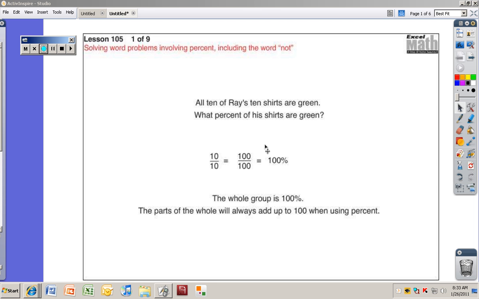Here's our first problem. All 10 of Ray's 10 shirts are green. What percent of his shirts are green? Well, if all 10 are green, that means 100 out of 100 by multiplying by 10 on top and bottom. So 100 out of 100 is 100%. If all of something is what we're talking about, it's 100%. The whole group is 100%. The parts of the whole always add up to 100 when using percent.